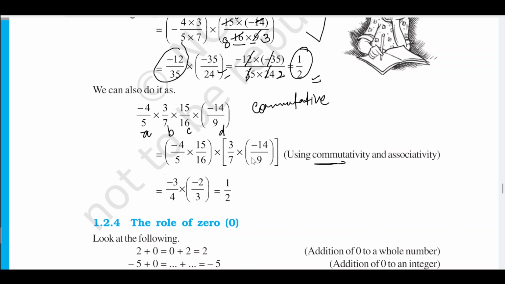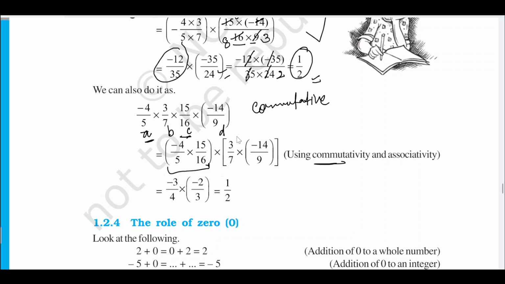Okay, so we just change their position. Sorry, we change their position. Okay, so we can see that minus 4 and 16 will cancel out, 5 and 5 will cancel out. So we will group these two, A and C, together. We group them here together, and we can see B and D have something common in numerator and denominator.